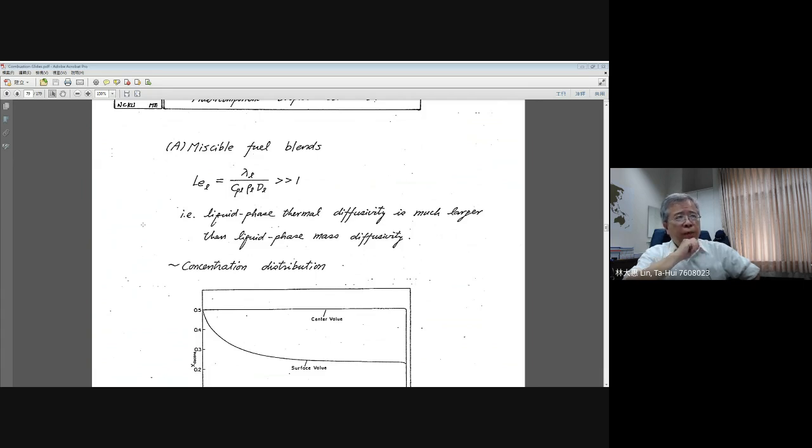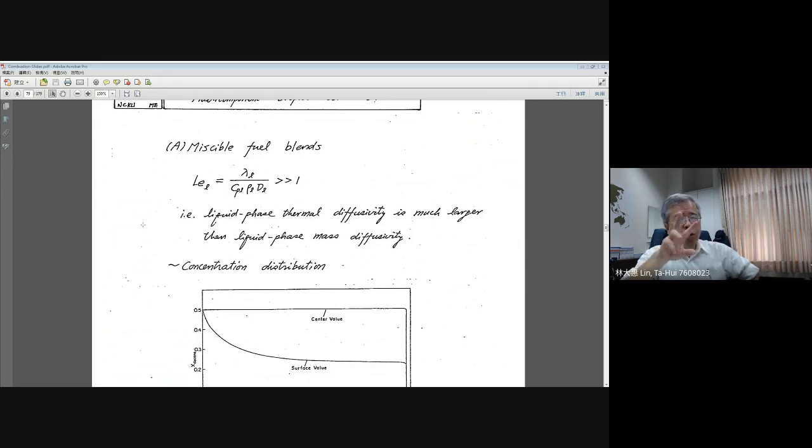But for the liquid surface, or for the liquid, it is very interesting to think about now. We are dealing with different components of liquid, right? Not a pure substance, which means if you have two liquid components mixed together, then mass diffusion occurs inside the droplet, right?